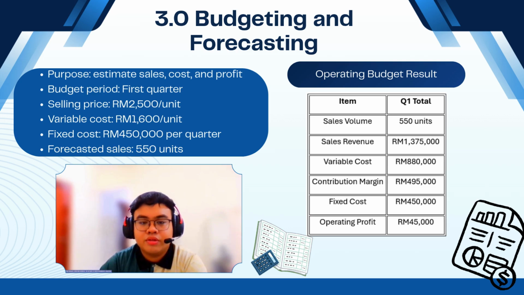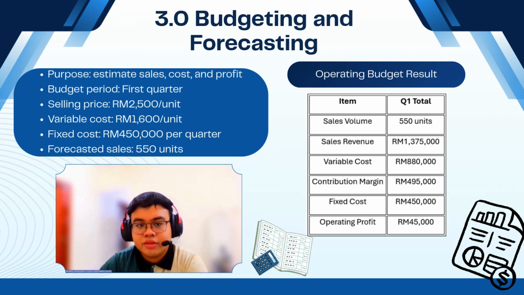So for section 3.0, budgeting and forecasting are used to help Inotech estimate its expected sales, production costs, and profit before carrying out the first quarter expansion plan. The operating budget helps the company see whether the expansion of high efficiency HVAC units is financially practical. In this budget, the selling price is 2,500 per unit, the variable cost is 1,600 per unit, and the fixed cost is 450,000 for the first quarter. The forecast sales volume is 550 units.